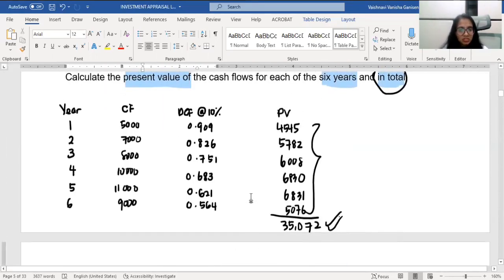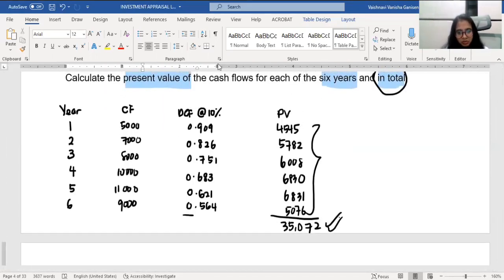Guys, I just want to remind you, if you are not so sure how to get this, go back to the question just now. The 6 years, you total this up and you should get 4.355. Let's try: 0.909, 0.826, 0.751, 0.683, 0.621 plus 0.564.